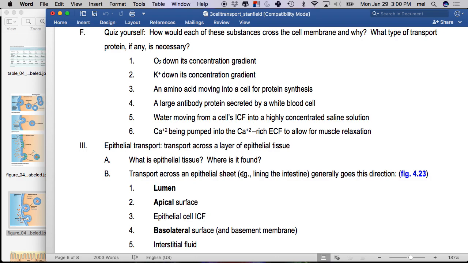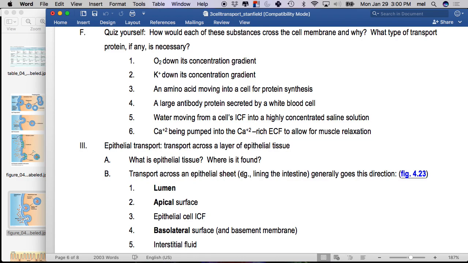Potassium is diffusing down its concentration gradient. It's going to be diffusion, but will it go through a channel? Channel. Okay. Now, who can defend to me why you can't do simple diffusion straight through the membrane with potassium? Charge. Channel. Diffusion. Yes? Okay. Got it? Okay. Cool. All right.